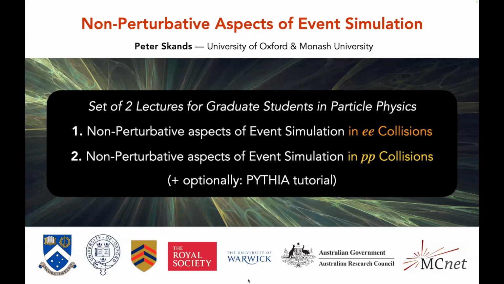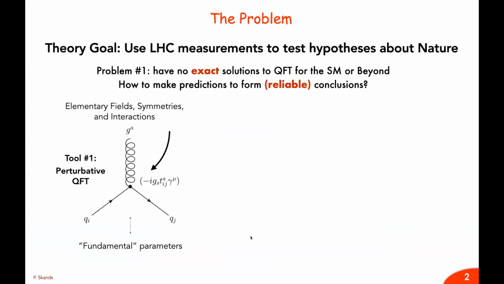So I'll get started. The problem, of course, that we have in high energy physics, we'd like to use these billion-dollar colliders that we have to test hypotheses about nature. We don't have exact solutions to quantum field theories, neither for the standard model or beyond the standard model ones. So how do we make predictions to form reliable conclusions that we can really test theory against data?